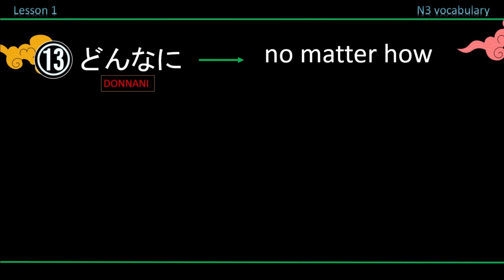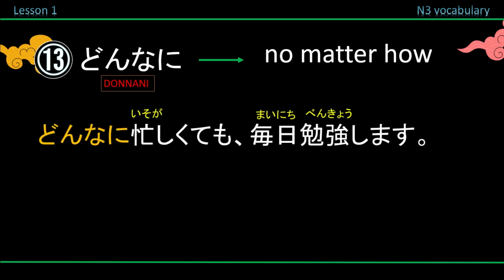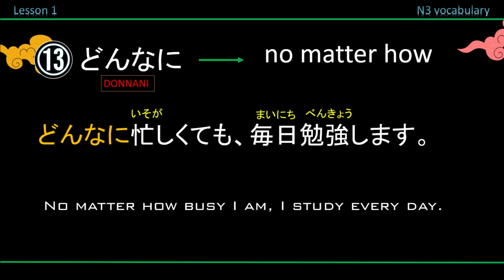Next is donna ni. Donna ni means no matter how. Let's look at an example sentence. Donna ni isogashikute mo mainichi benkyou shimasu. The English translation is, no matter how busy I am, I study every day. So here is an important point. Donna ni is often followed by temo. This pattern is extremely common, so make sure you recognize it.